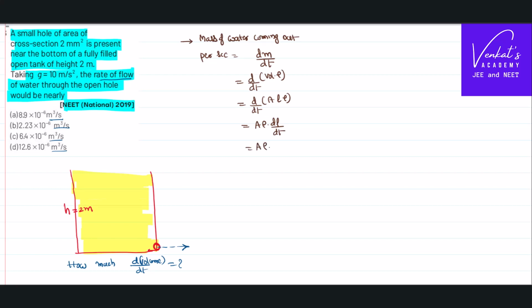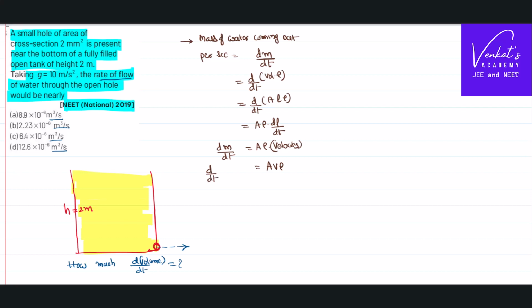dl by dt, displacement by time, could be called velocity. Be careful, this is not the volume, this is velocity. So dm by dt is area into density into velocity. I can call it A v rho.